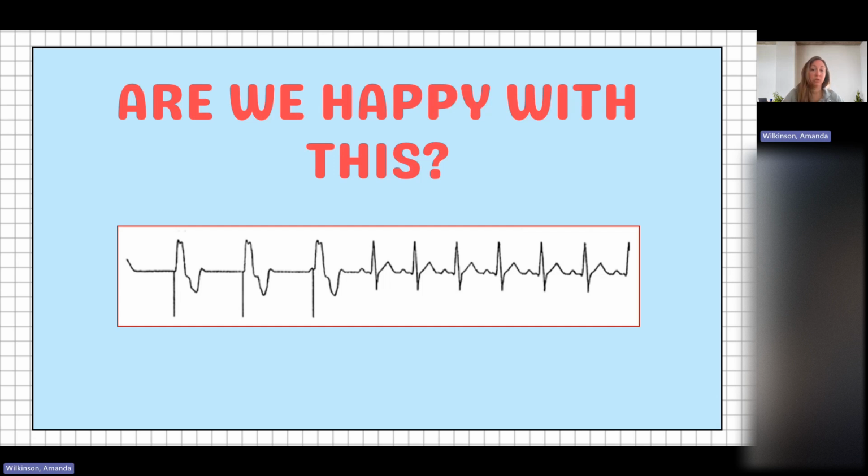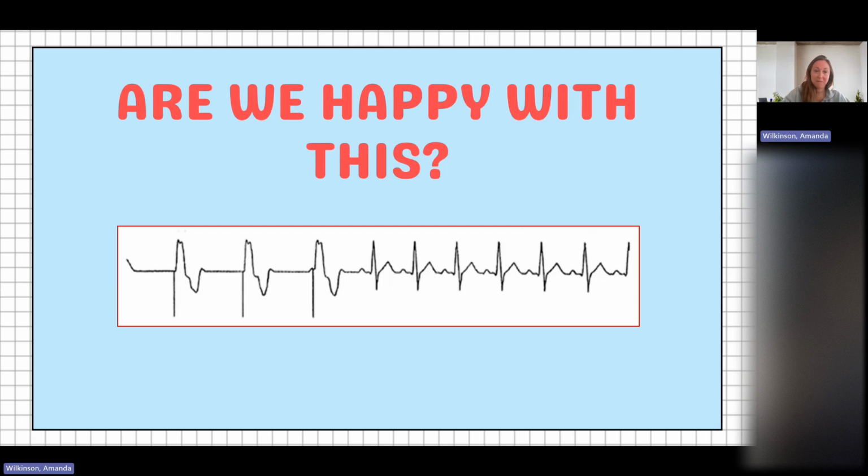So again, this is why it's important to assess the full clinical picture. Is the rhythm appropriate for this patient? Is there a pulse, which I did see pop up in the chat, which I'm happy you said. And is the patient alert, perfusing, and stable?